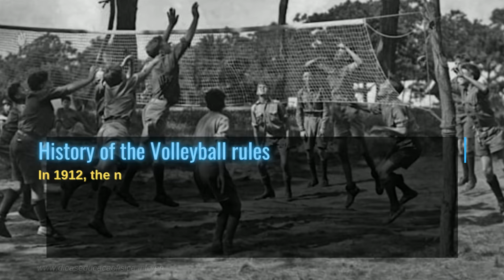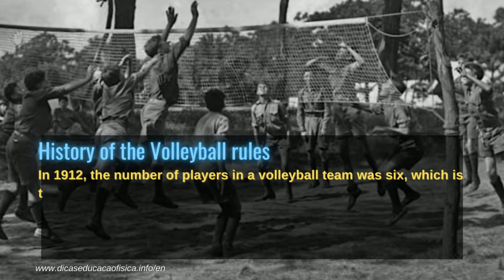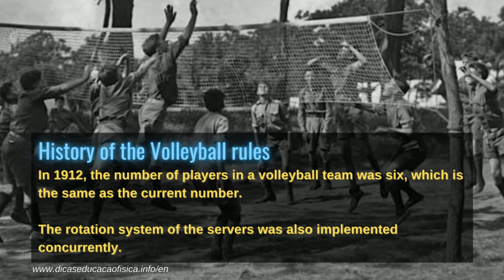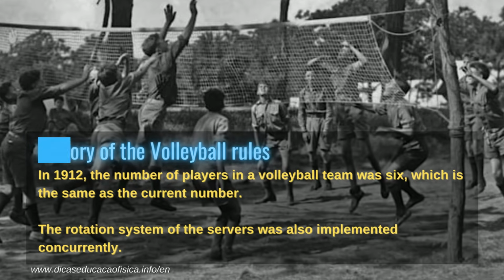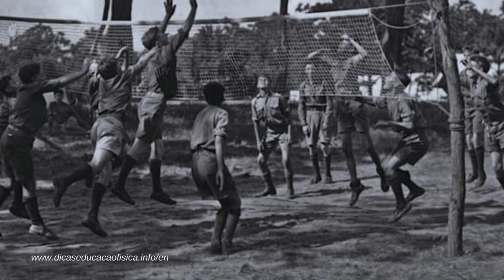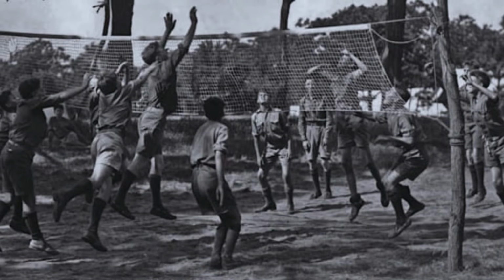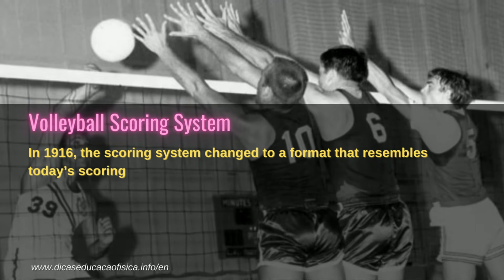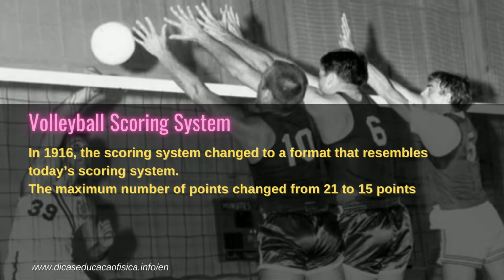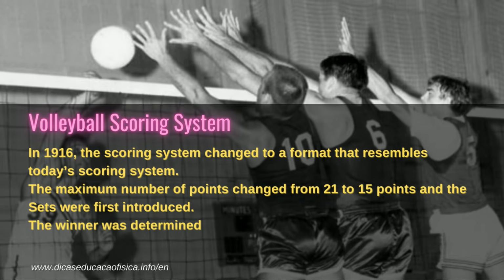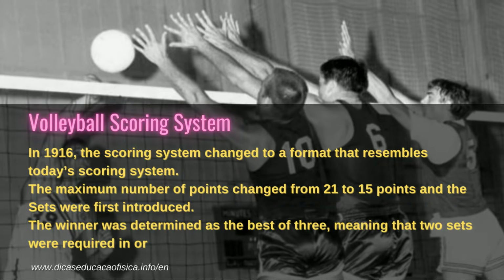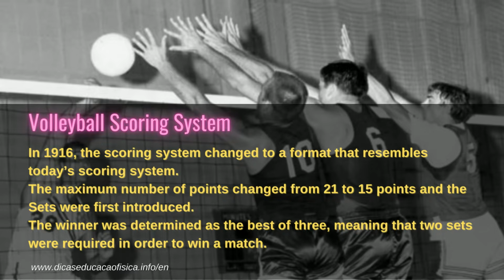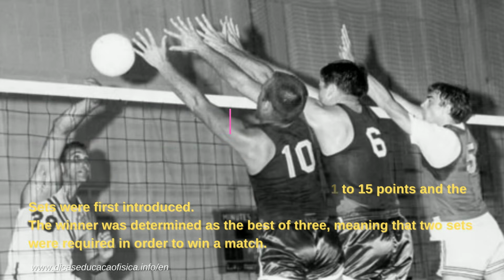History of the volleyball rules. In 1912, the number of players in a volleyball team was 6, which is the same as the current number. The rotation system of the servers was also implemented concurrently. Volleyball scoring system. In 1916, the scoring system changed to a format that resembles today's scoring system. The maximum number of points changed from 21 to 15 points and the sets were first introduced. The winner was determined as the best of 3, meaning that 2 sets were required in order to win a match.